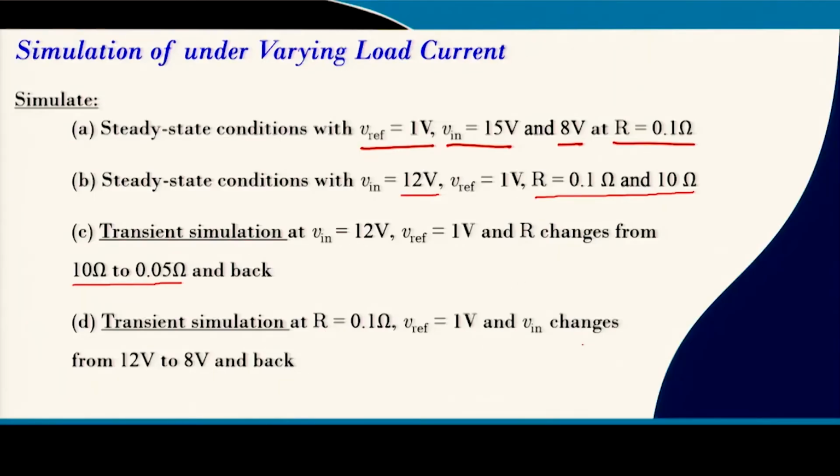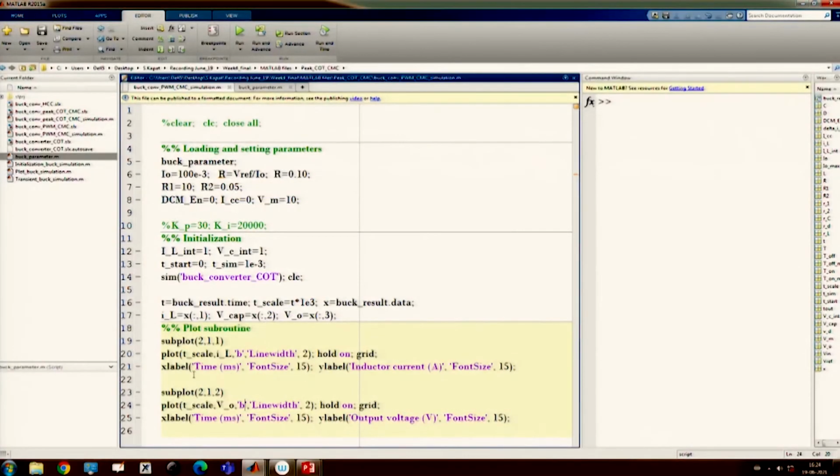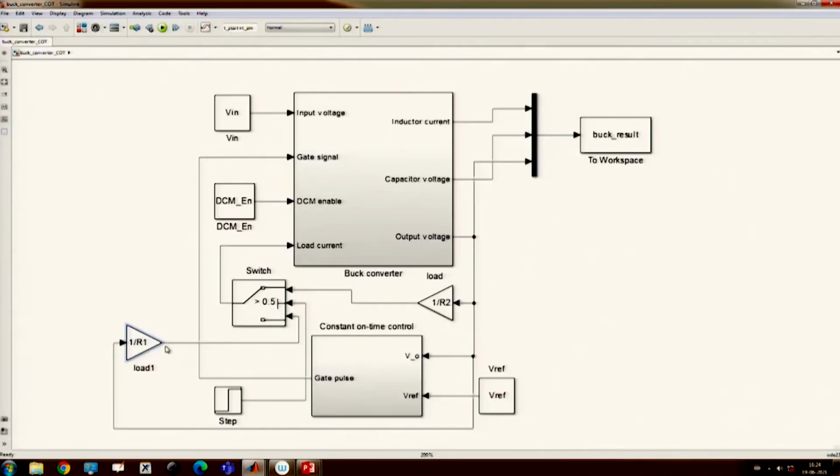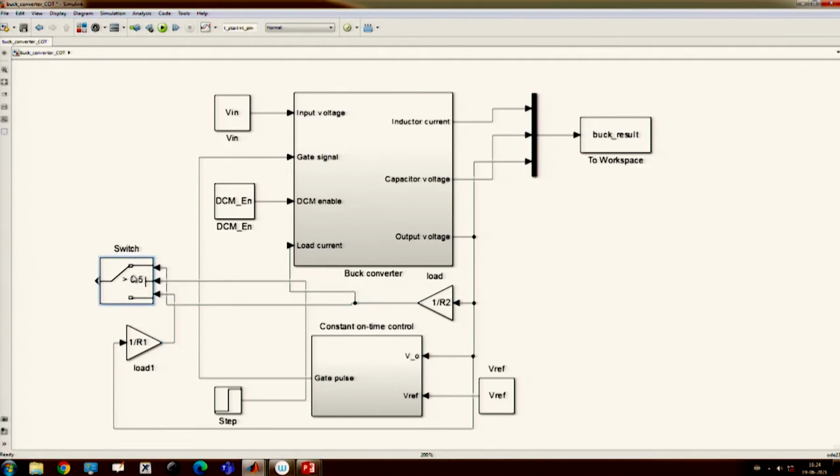Similarly, we can make the supply transient. That means, how to make a supply transient? We will keep the load equal to 0.1 ohm and we will change V in from 12 to 8 volt. How to do that? If we go there again, we will take directly from this R1, or maybe we can take R2. What is my R2? We will take this gate signal far away.